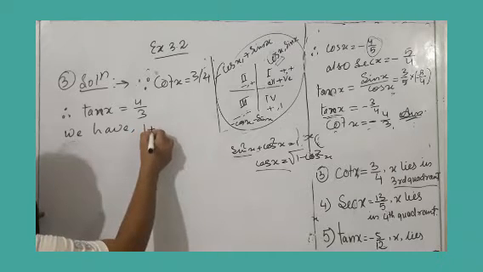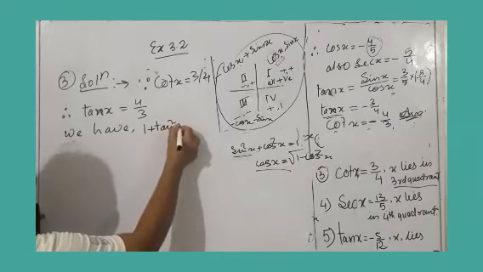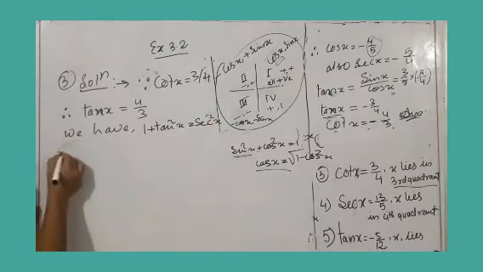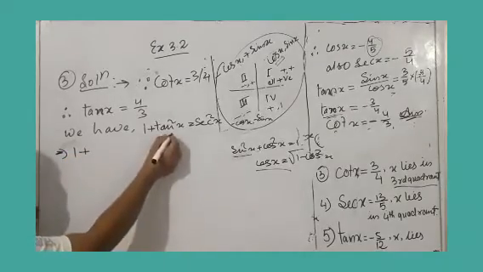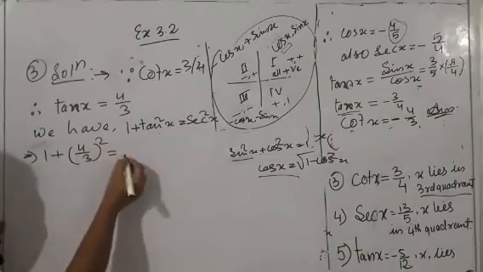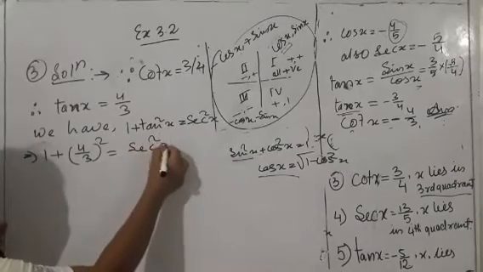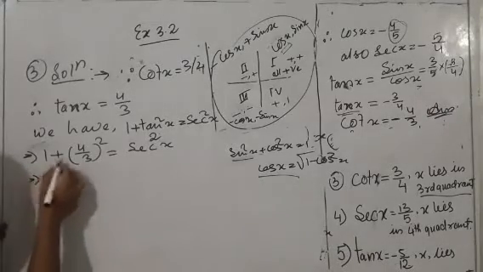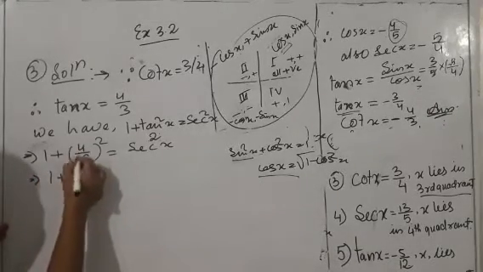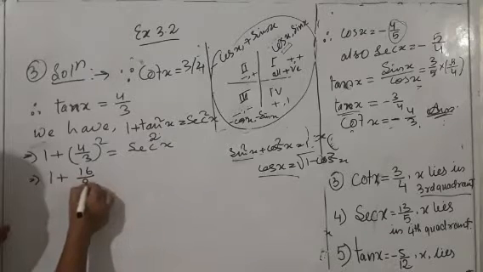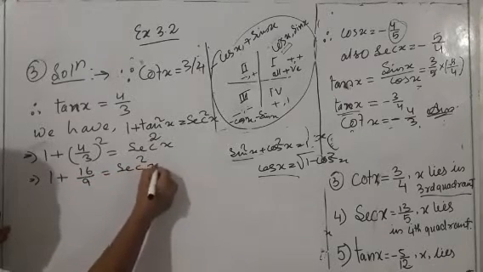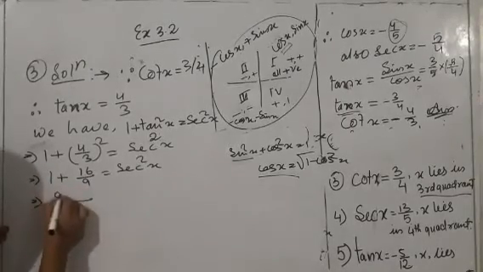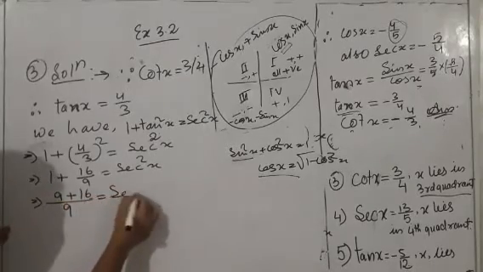So we can write here, we have 1 plus tan square x. This is the identity, okay? Equal to sec square x. Yes or no? Then you write 1 plus, what is the value of tan? It is 4 by 3, equal to sec square x. That means here 1 plus square of 4 is 16, square of 3 is 9, equal to sec square x. Correct? Next, take the LCM. LCM is 9. So 9 plus 16 equal to sec square x.